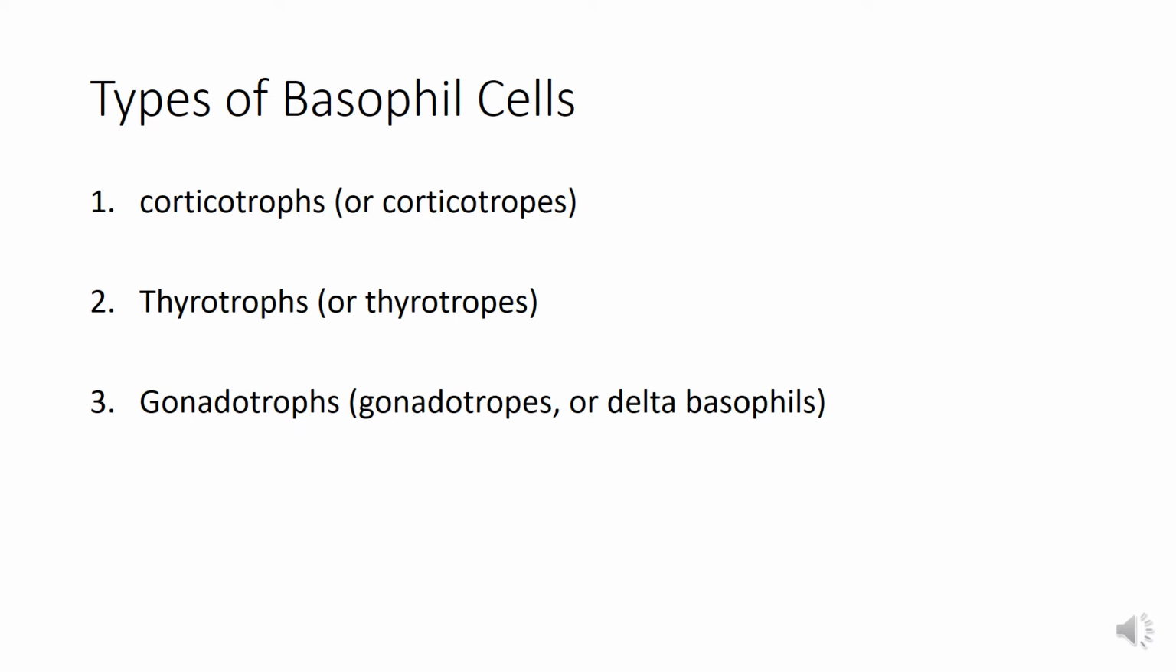Now coming to the types of basophilic cells, there are three types of basophilic cells. You have corticotropes, you have thyrotropes and gonadotropes. Corticotropes are also known as corticotropes. Thyrotropes are also known as thyrotropes. Gonadotropes are also known as gonadotropes or delta basophils.